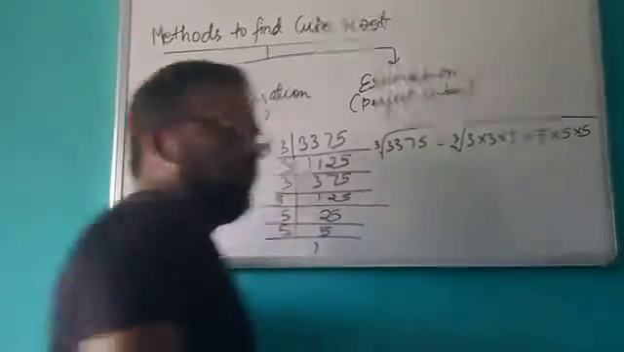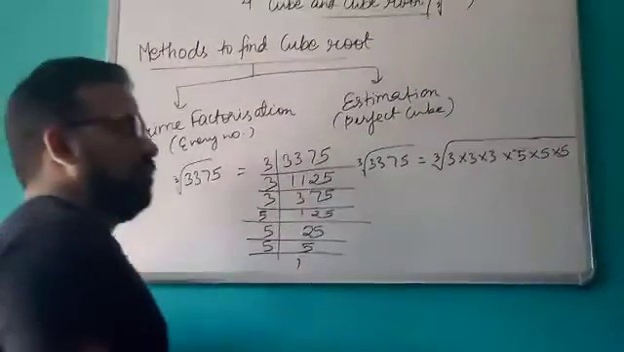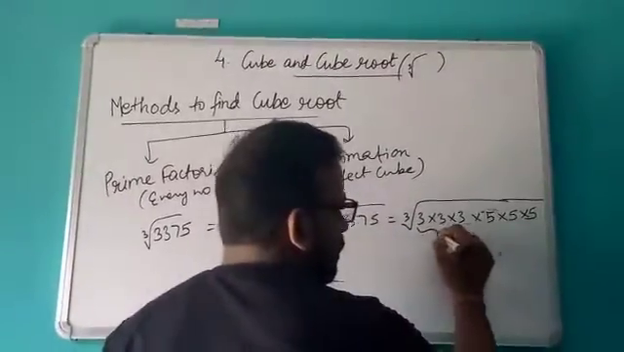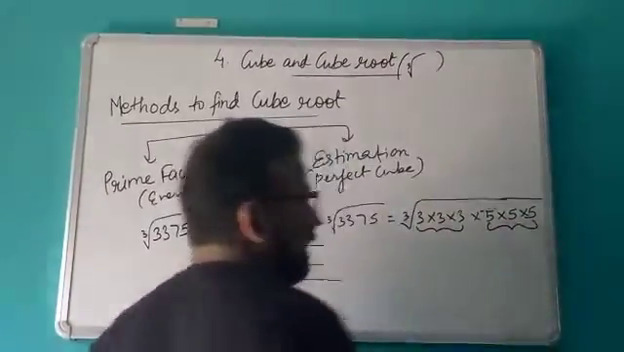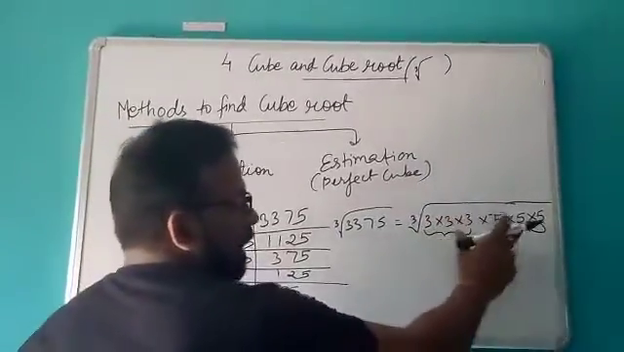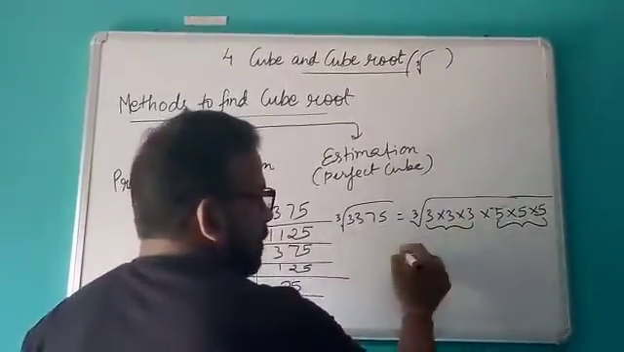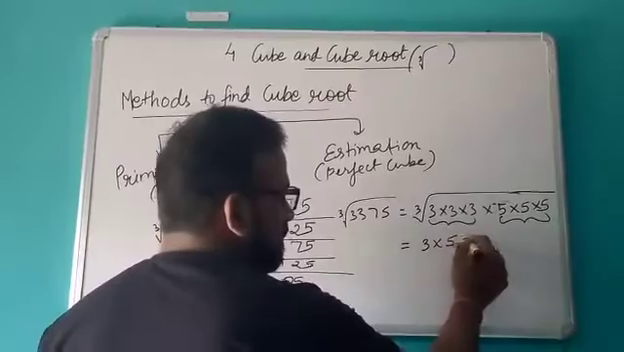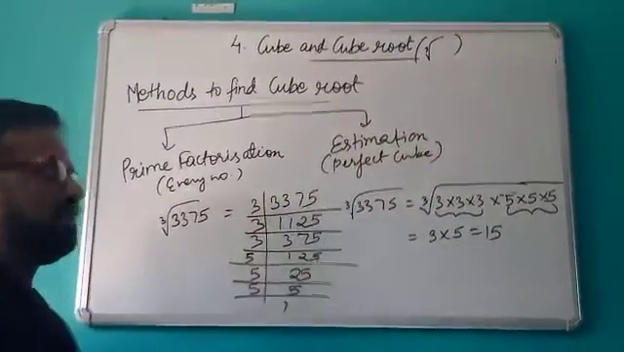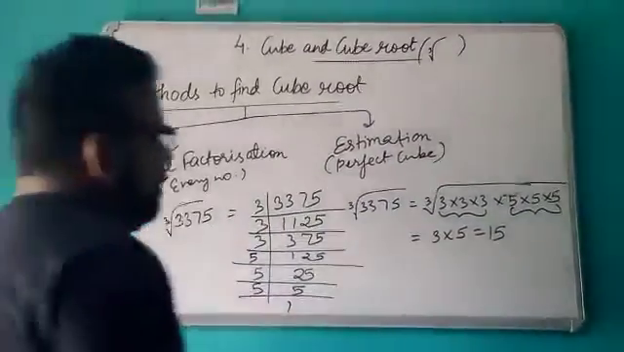So in case of the square root, what are we doing? We are making pairs of like prime factors. In case of the cube root, what will we make? We will make groups of 3 like prime factors. Like in this, the 3 is having a group and 5 is having a group, and after these groups there is no number left, so what will be its cube root? 3 into 5, that is 15. If any prime factor was left, then in that case that number will not be a perfect cube. So like this you will find.